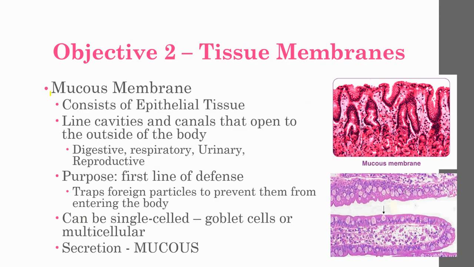Our next membrane is a mucous membrane, and it makes sense that the secretion of a mucous membrane is going to be mucus. And you will find these membranes in areas that open to the outside. So mucus is all about acting as a barrier. It's going to be a first line of defense. And so any passageway or area that opens to the outside world may have these mucus producing cells and tissues, so that way the mucus can help trap things and keep them from going further into the body. Your mucous membranes could be single cells called goblet cells, or they could be multicellular.